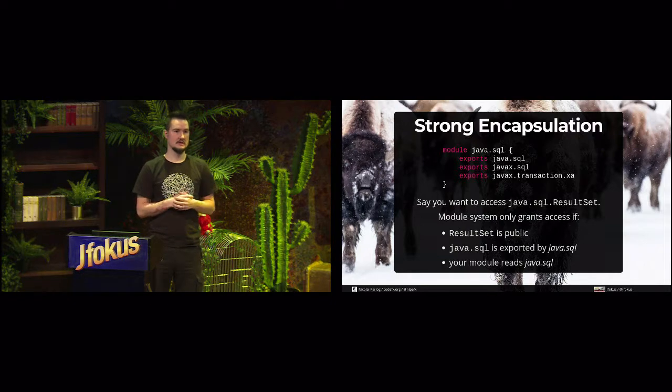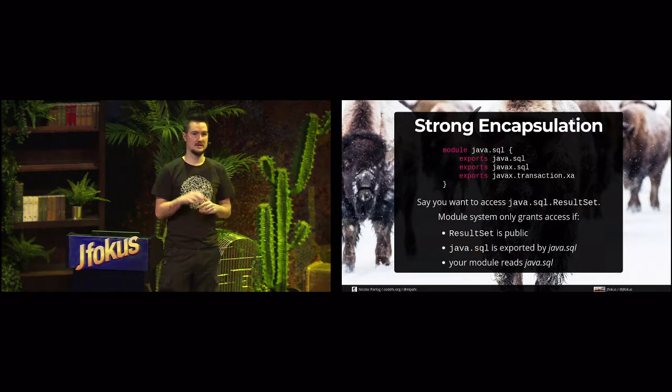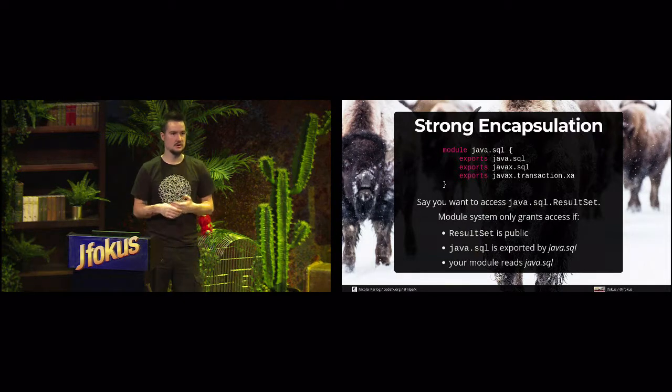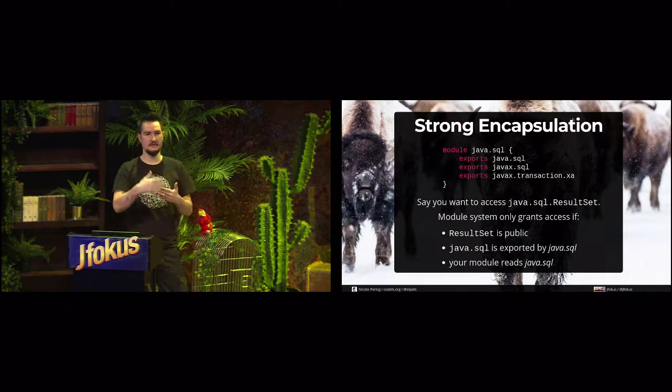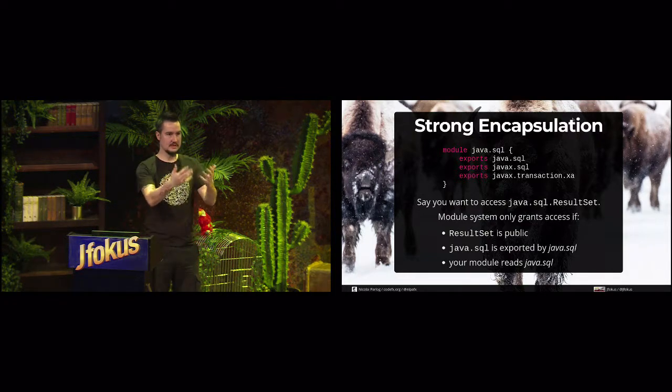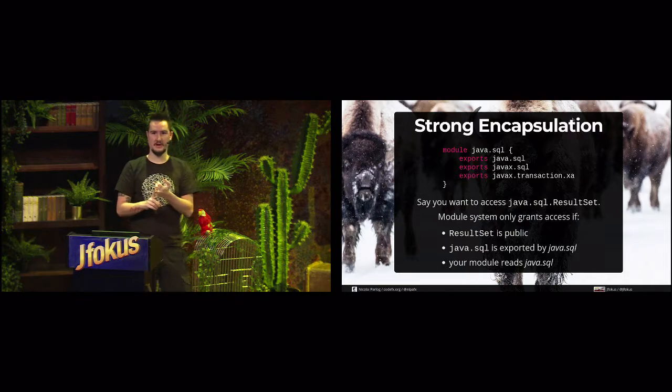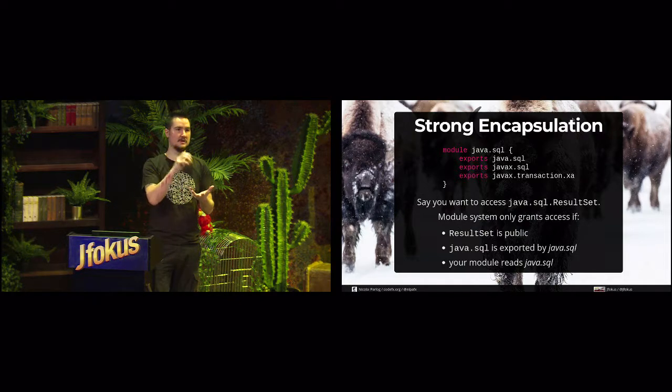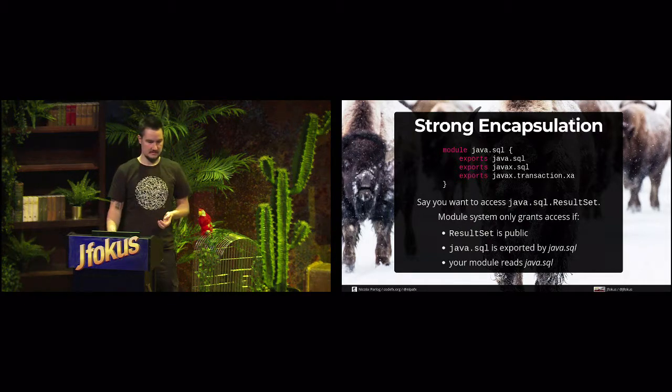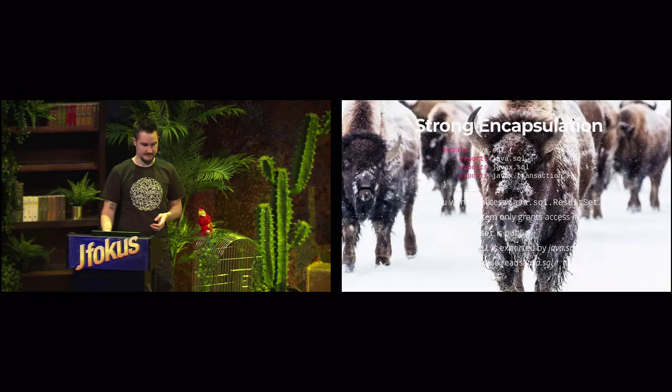So if you use some class from a Sun package, for example, it is very, very unlikely that it will be exported by the module owning that package. So you will not be able to use it because that requirement is not fulfilled. And the third one is you actually have to read that module, which usually means you have to require that module. So if I want to use ResultSet, it has to be public, it has to be in an exported package, and it has to be written down in my module descriptor that I require java.sql. And that's the second of the two goals, strong encapsulation. We'll see how that plays out later when we try to migrate to Java 9.